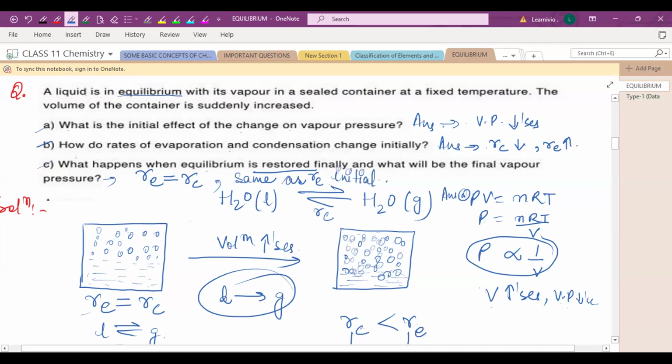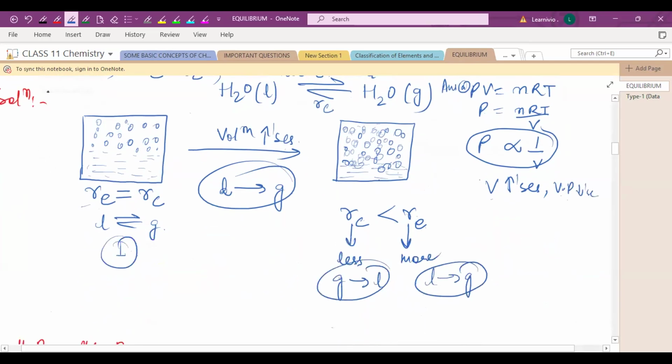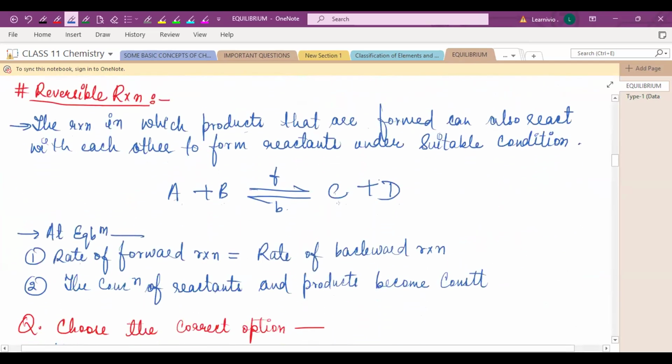Okay, so this was some conceptual type of question. First, the equilibrium was maintained. After some time, the equilibrium got disturbed, and the rate of evaporation is greater than the rate of condensation, right? And after some time, again the equilibrium is restored. Is it clear? This question is clear, everyone? Yes, ma'am. Okay, next one.